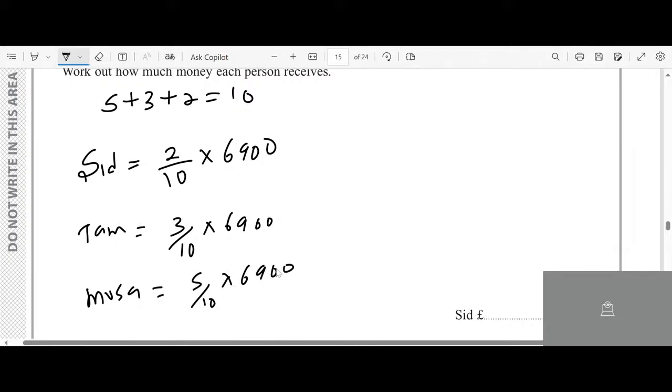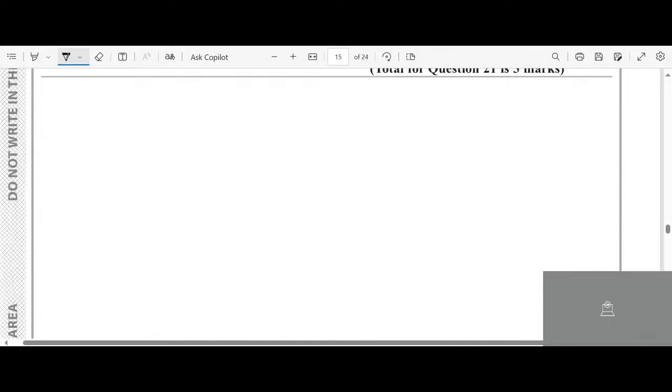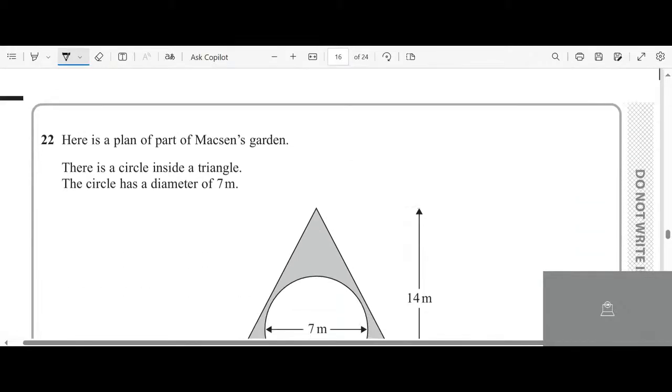Then you can use your calculator to obtain these answers swiftly. 2 over 10 times 6,900, so here we have 1380. On the next one we have 2070, and on the last one we have 3450. That is how that one is supposed to be achieved.